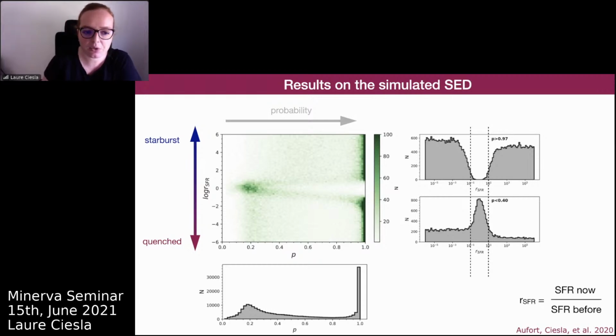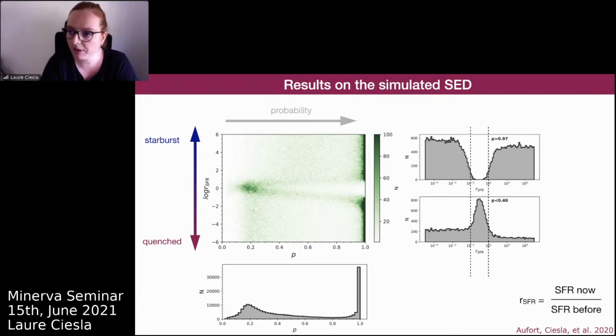So if you look at the green panel, you have on the x-axis the probability that a galaxy experienced a recent variation of star formation history. And on the y-axis, you have this RSFR parameter. So for positive value, you have a starburst, and for negative value, you have a quenching of star formation activity. So if you look at the bottom panel, this is just a projection on the x-axis, you have the distribution of the probability of your test sample.